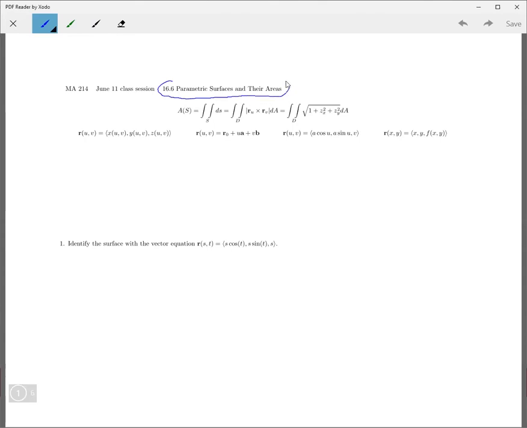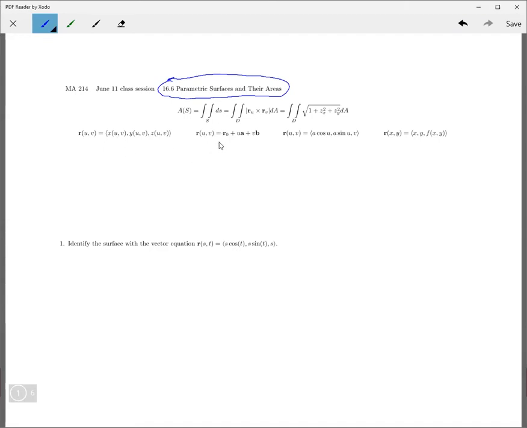...is parametric surfaces and their areas. So typically, to get a parametric surface, you describe it using two variables u and v, and then you have an x component, a y component, and a z component. Okay, and this typically is going to define a surface.